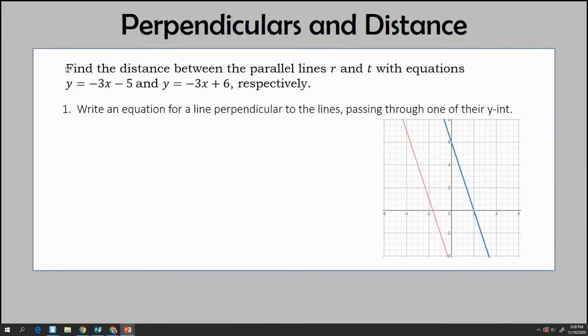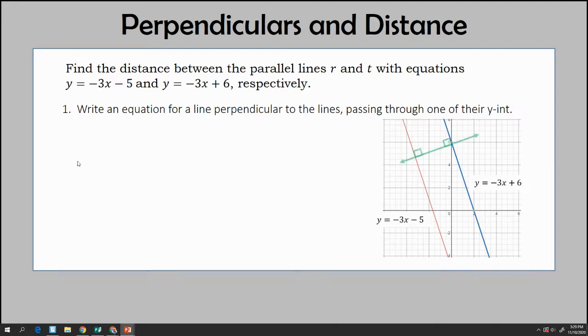Let's take a look. We're supposed to find the distance between these two parallel lines, R and T, who have these equations respectively. If you look graphically, this green graph, I think, is y equals negative 3x minus 5. It's going down here, and it's eventually going to cross the y-axis at negative 5. The graph of this line is y equals negative 3x plus 6. It's crossing the y-axis at positive 6. They both have a slope of negative 3, so they're parallel.